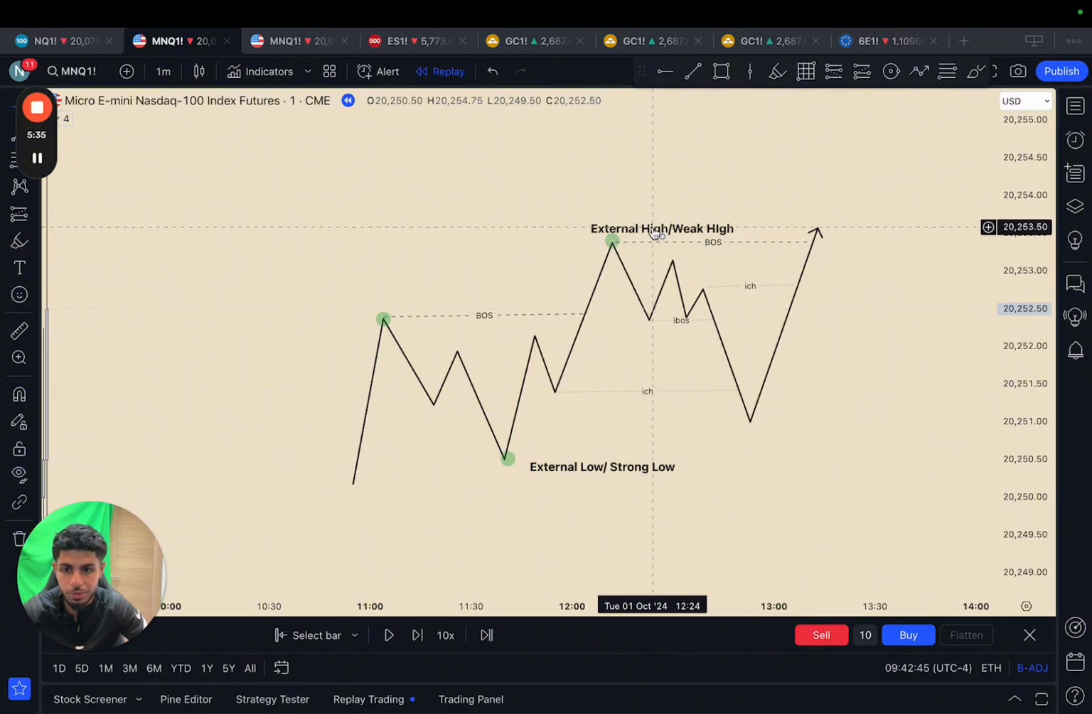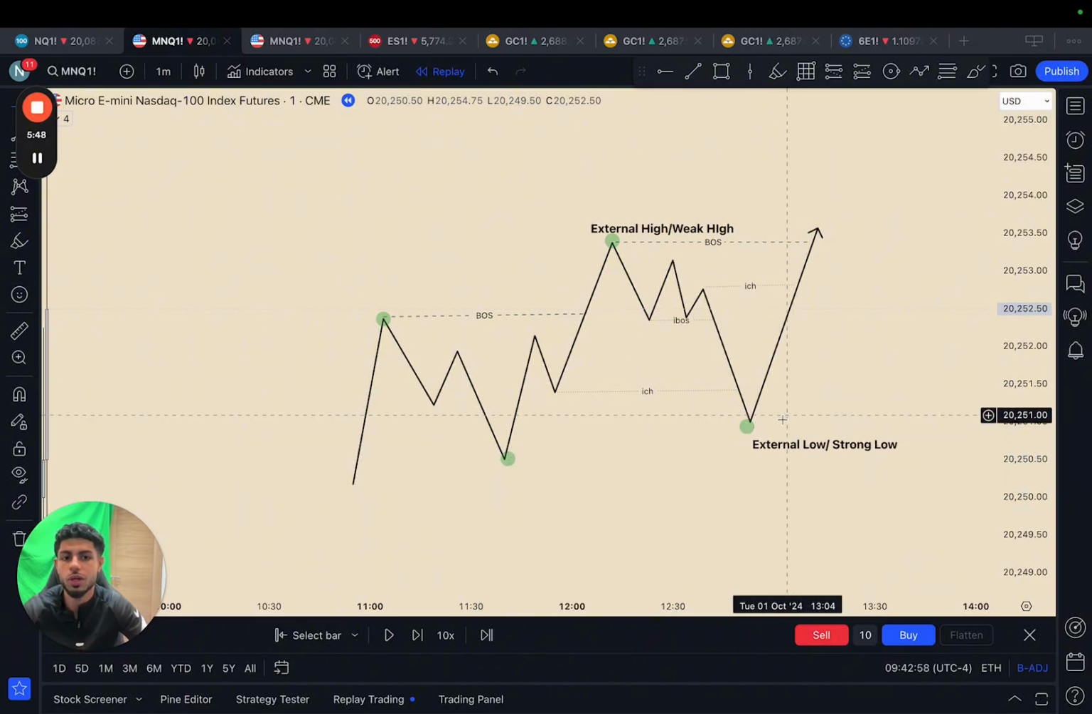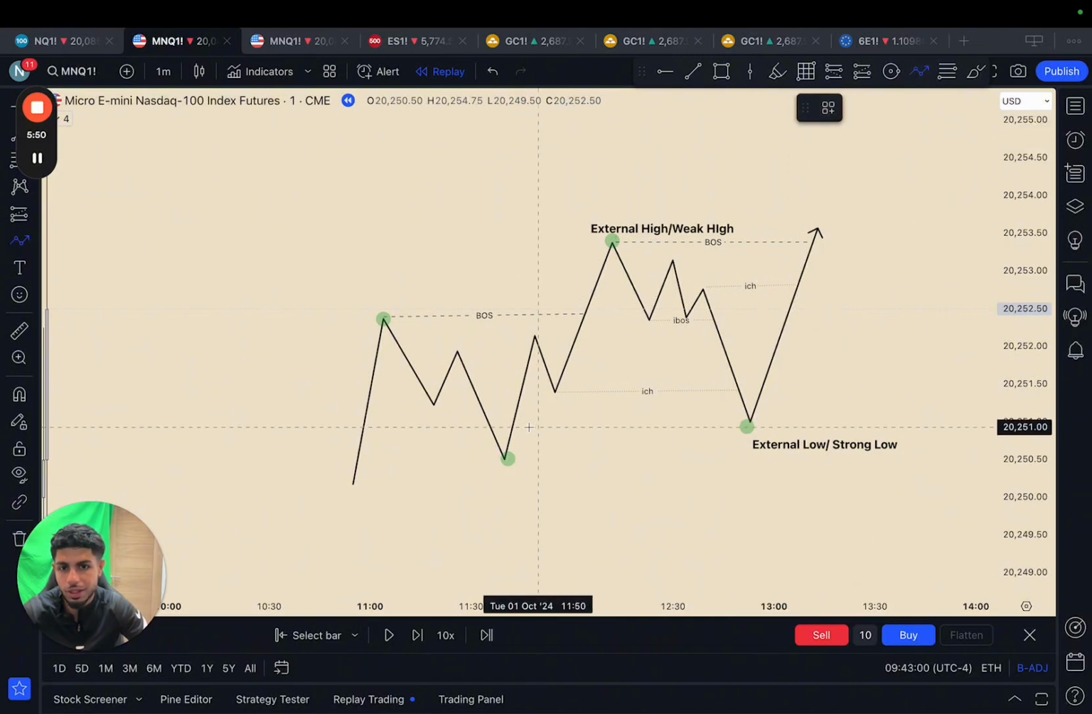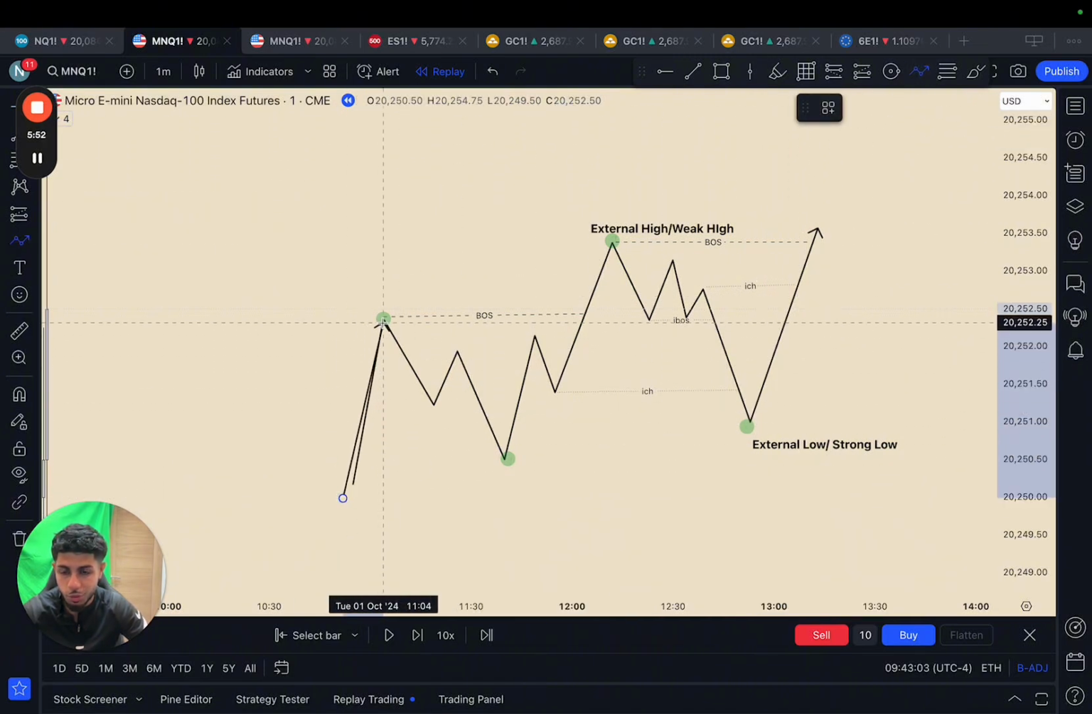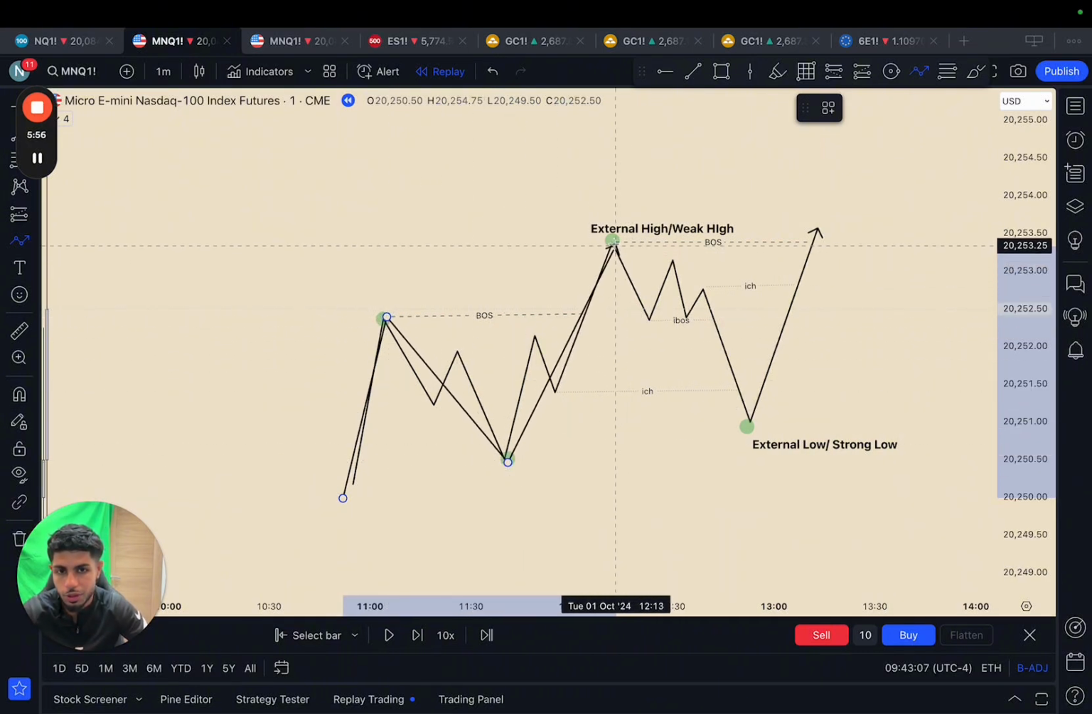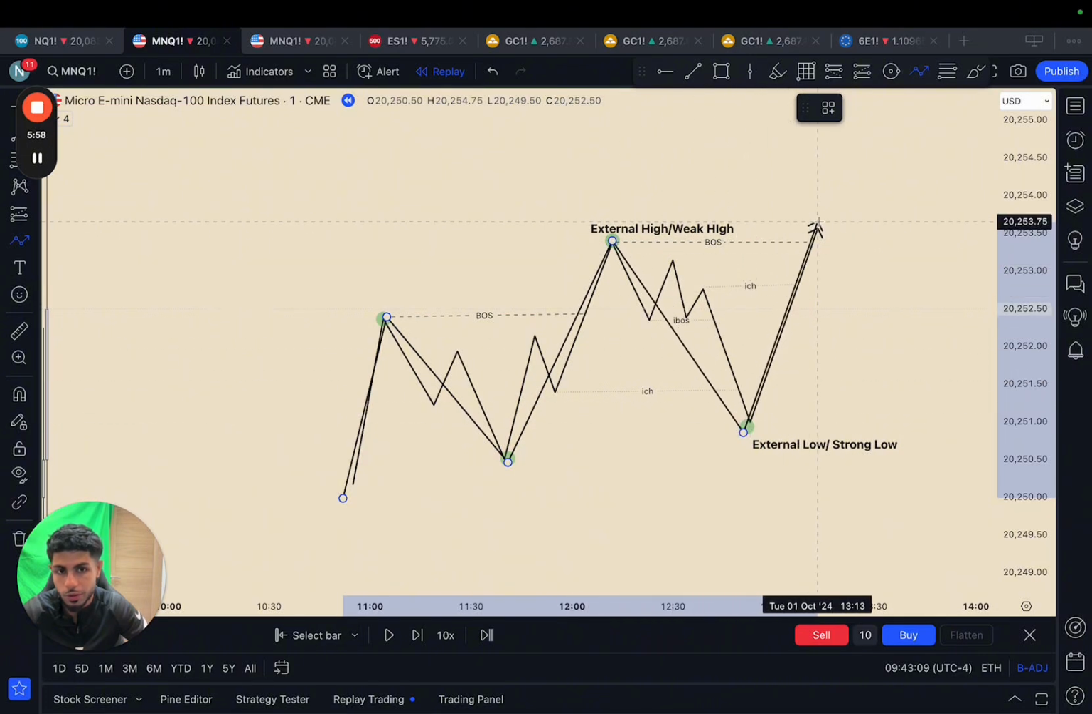So this was our high. This was our break of structure. Where's the lowest point between this high and where we broke it? It is here. So now this becomes our external low, our strong low. This is the strong low we expect price to respect. Now, if we draw it out, you can see we focus solely on the external structure. You can see we have high, low, high, low, high.